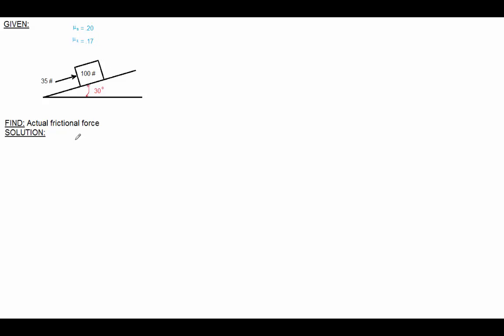Now when you begin this problem, there's a couple of things to notice. First of all, you're being asked to solve for the actual frictional force. So that's what's actually occurring. The second thing is very closely related to that, and that is you don't know what's going on.